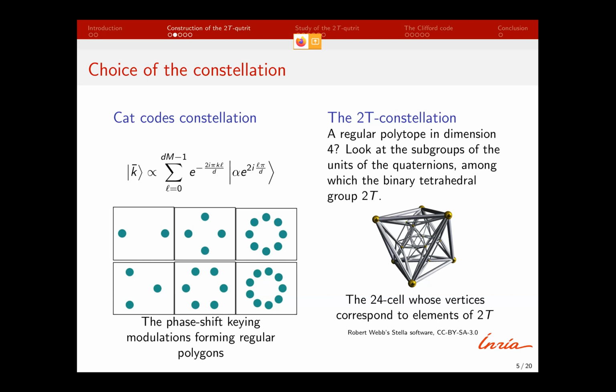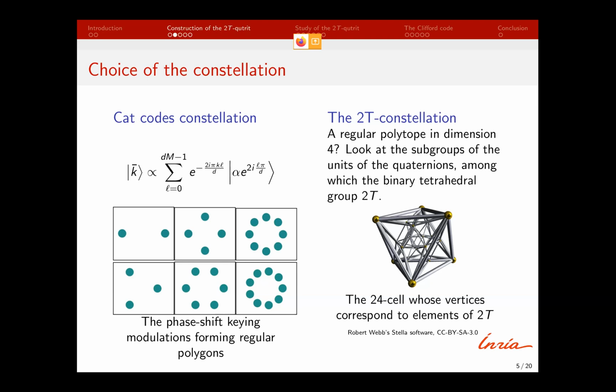To decide which polytope, again for the CAT codes, these constellations correspond to the roots of unity, so subroots of the complex numbers. Now if you look at the 2-mode case, we no longer deal with complex numbers, but some sort of equivalent is quaternions. And so we looked at subroots of the units of the quaternions.